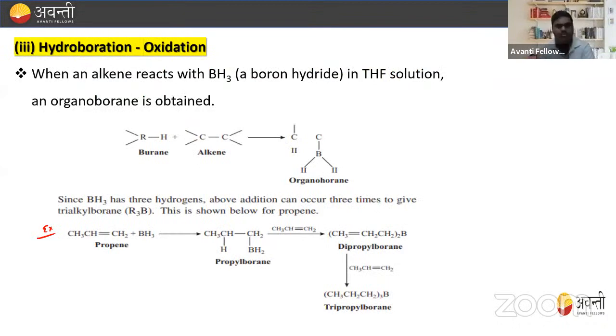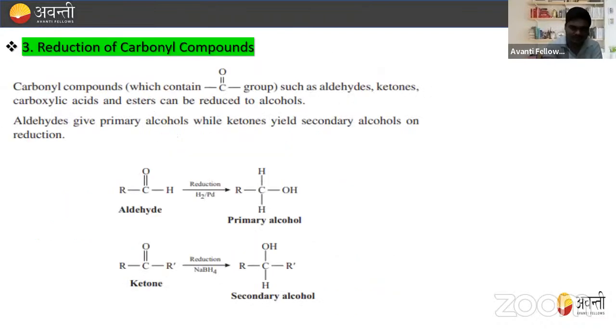And the next is hydroboration, where the addition occurs according to the anti-Markovnikov rule. That is, the negative part goes to the carbon atom which contains the more number of hydrogen atoms, just opposite to that. So this is all about hydroboration-oxidation. Since BH3 has three hydrogens, the above addition can occur three times to give the trialkyl borane R3B, as shown below.